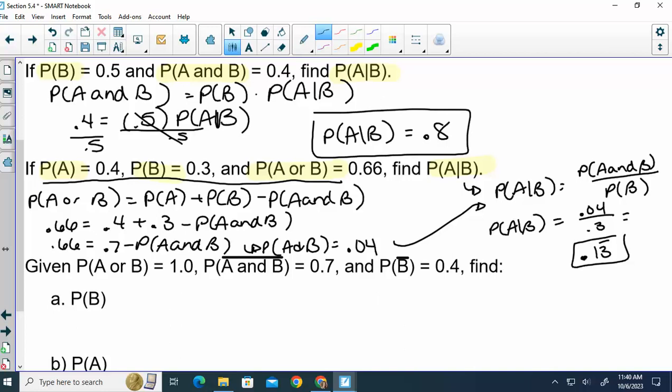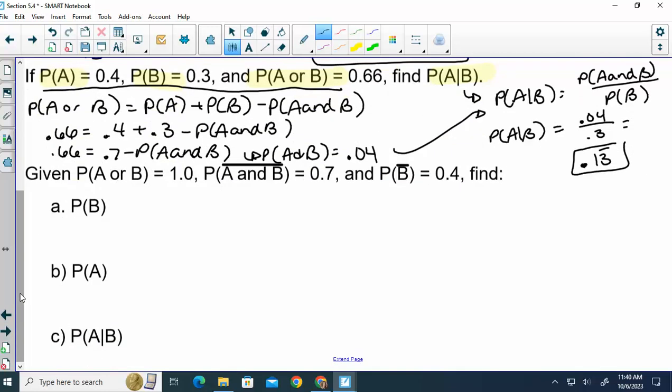Just a couple more. Okay, probability of A or B is 1. The probability, when it has that bar over the top, it means not A and B, or the complement of A and B, just another notation, is 0.7. And the probability of not B is 0.4. So how would I find the probability of B? Yeah, 1 minus probability of not being in B, because they're complements.